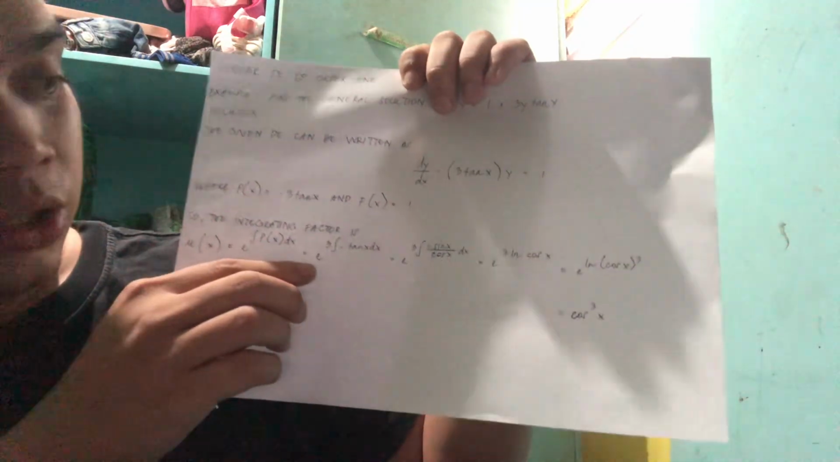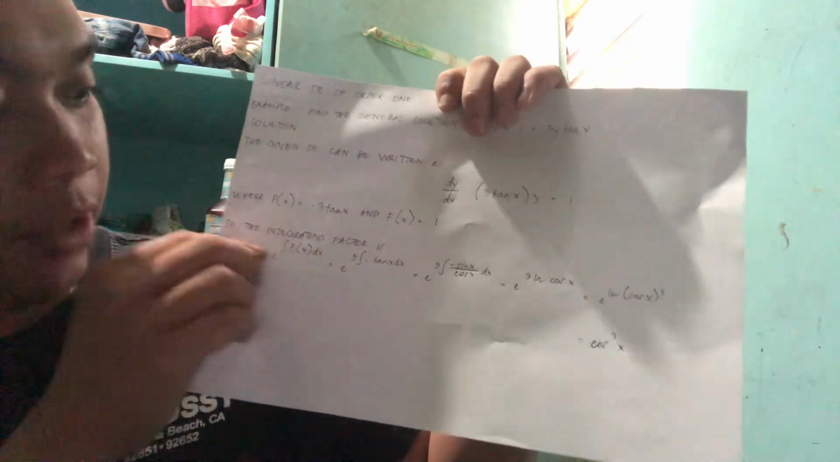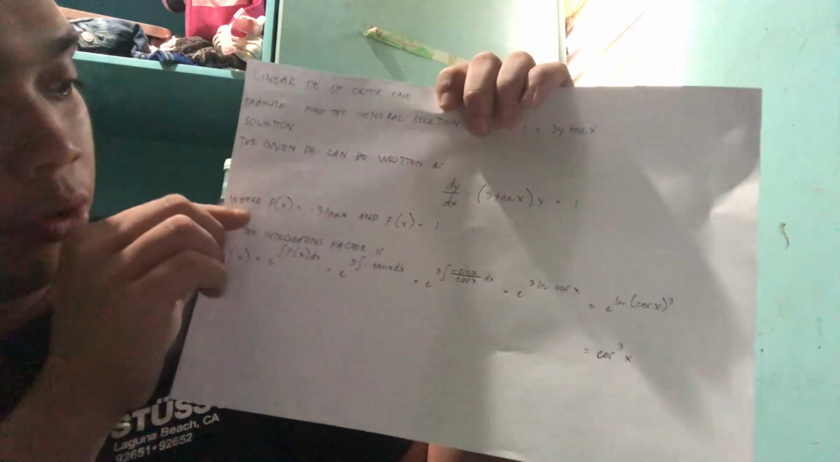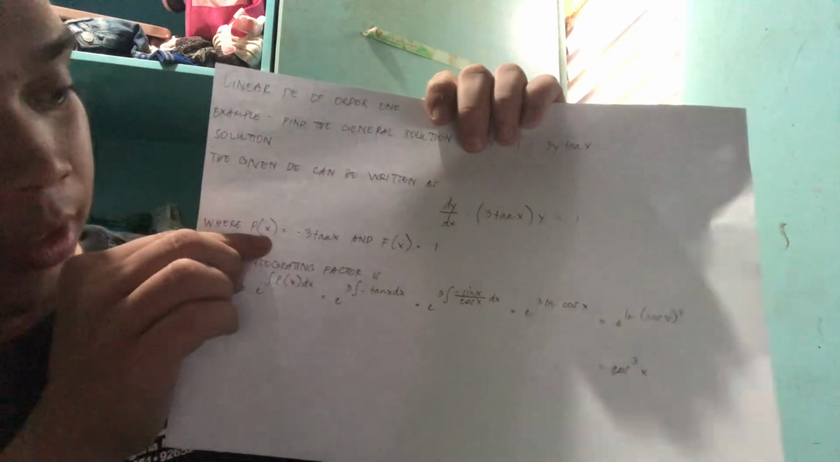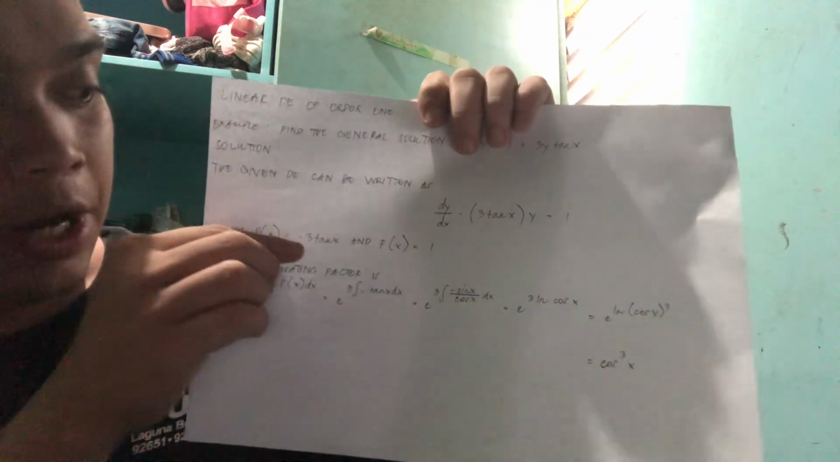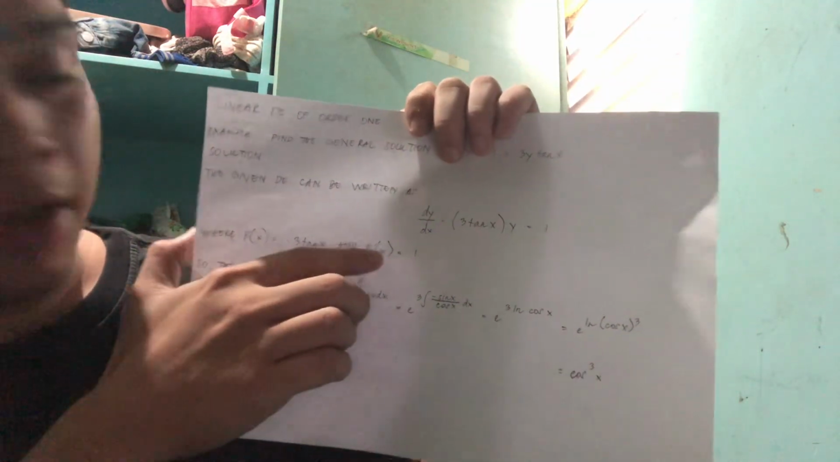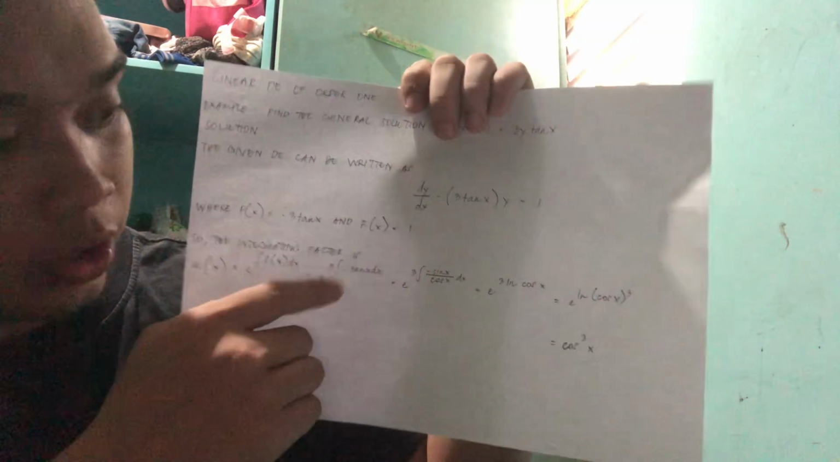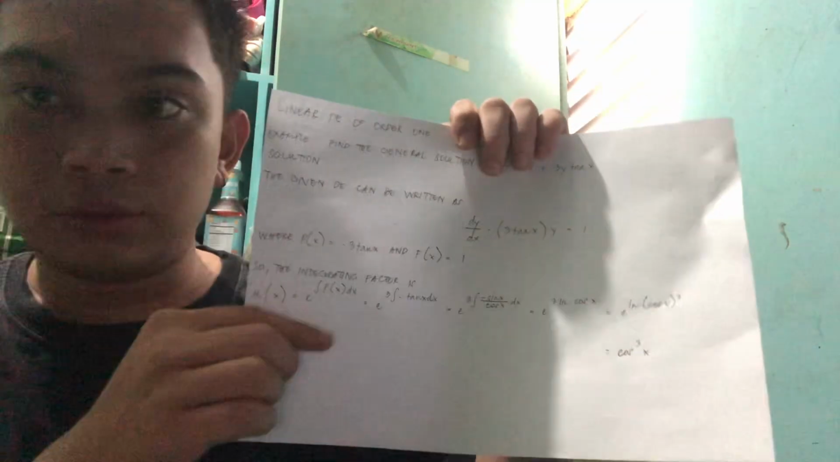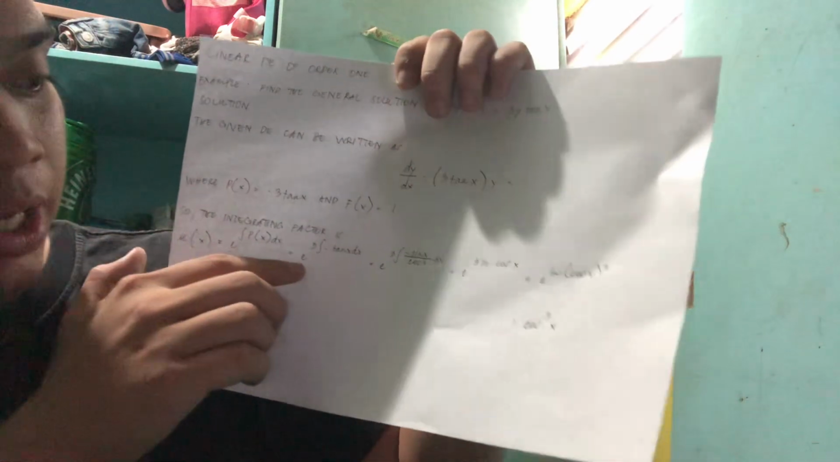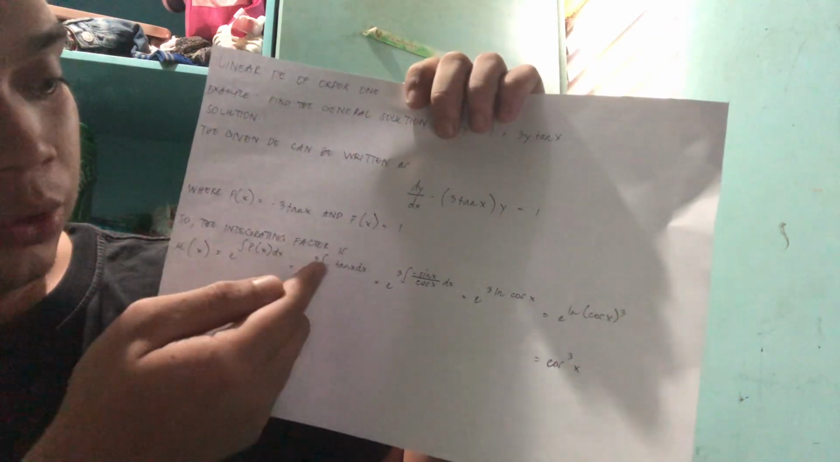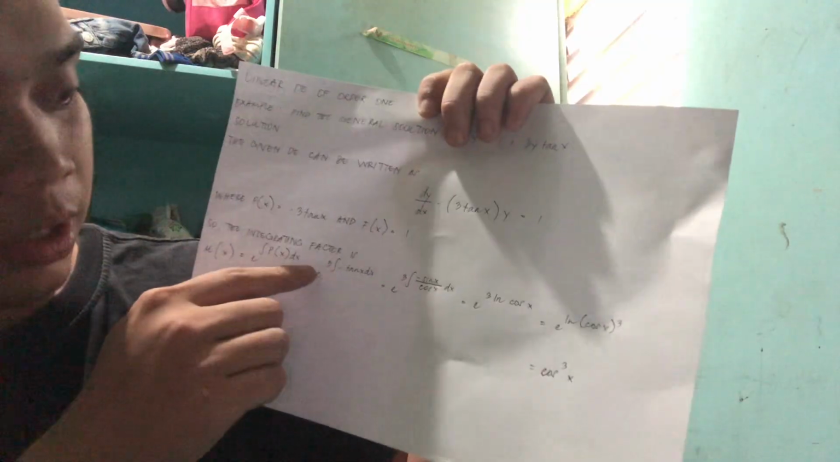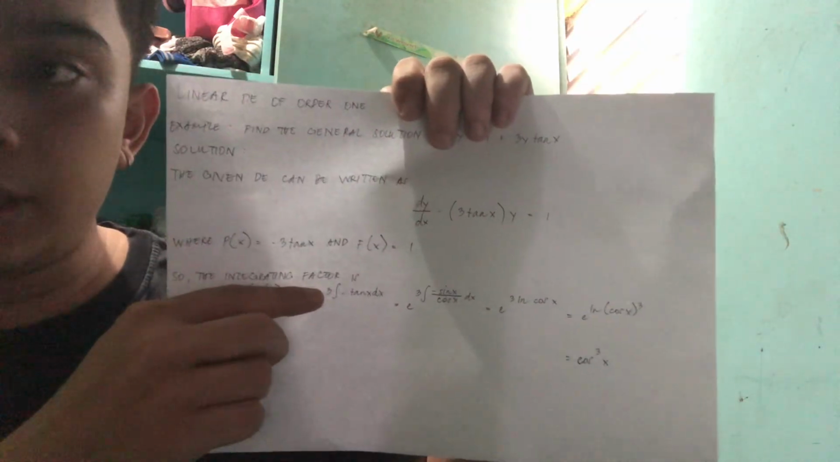So here, guys, the integrating factor is u of x equals e to the integral of p of x dx. So you have to apply the integrating factor, where p of x equals negative 3 tan x and f of x equals 1. You just have to substitute right here to get the solution.